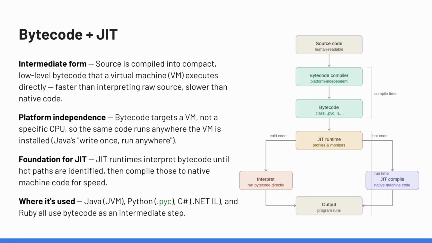Now, what I also want to do is show you where bytecode fits into the whole just-in-time compilation, right? So we know that bytecode is an intermediate form of code. And it's lower level and executed by a virtual machine, right? Which is faster than our source code.